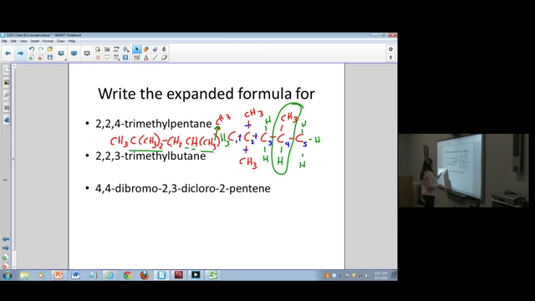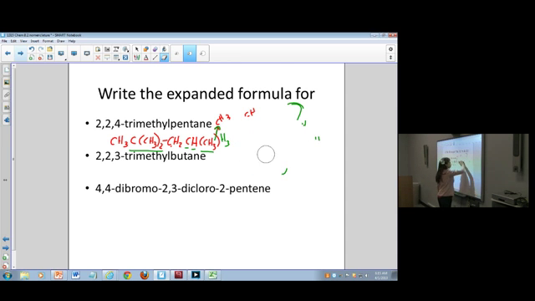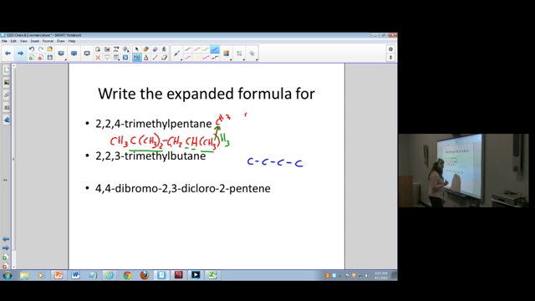All right, how about 2,2,3-trimethylbutane? I'll try and squeeze it in here. In fact, I'll take this off. All right, 2,2,3-trimethylbutane. So this time I need a 4-carbon chain. I'm going to put in a methyl group on carbon 2 twice and a methyl group on carbon 3. Then I'm going to fill in my hydrogens.